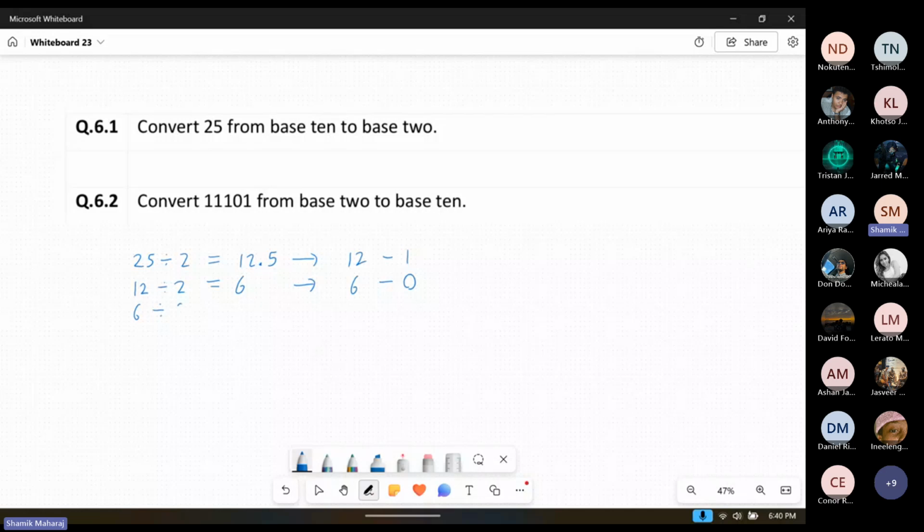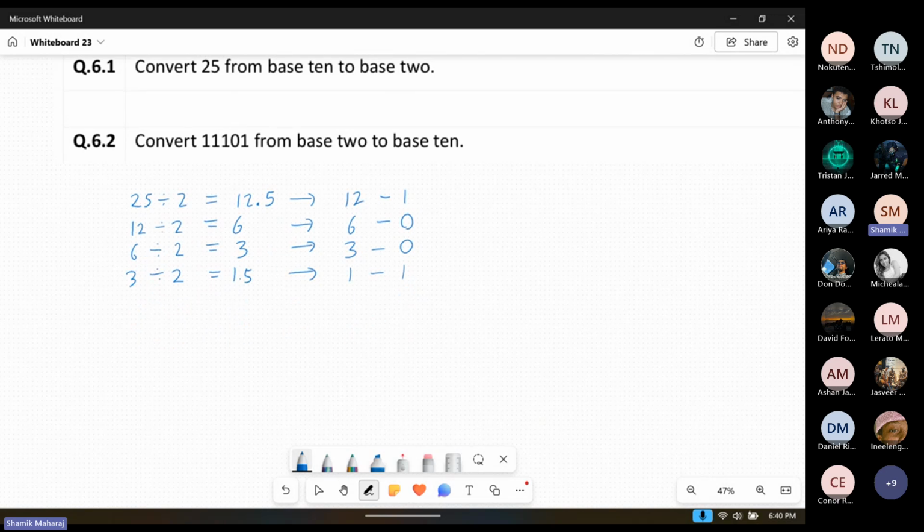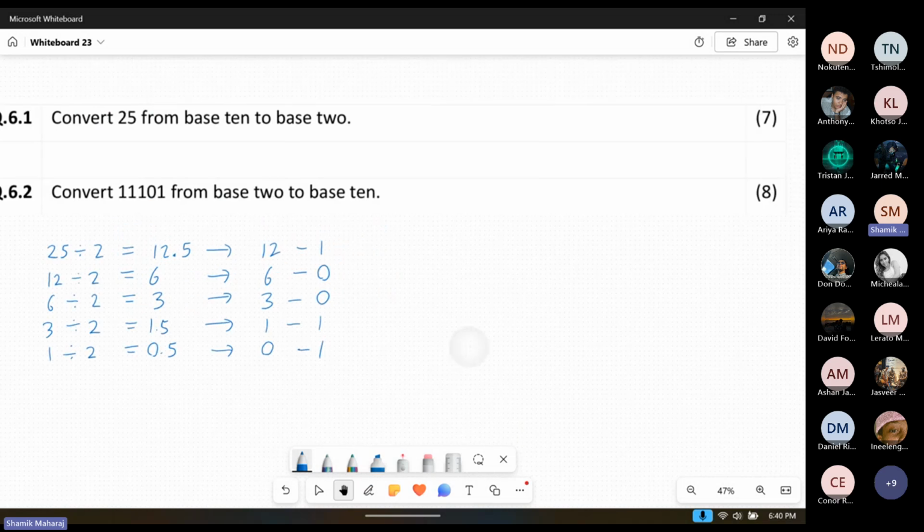6 divided by 2 gives us 3, with no remainder, so 3 remainder 0. 3 divided by 2 gives us 1.5. That is 1 with a remainder, so remainder 1. Then 1 divided by 2 gives us a half, 0.5. So that's 0 with a remainder 1. Do we stop here? Let's think: if we take 0 divided by 2, it doesn't do anything. So yes, this is the stopping point.